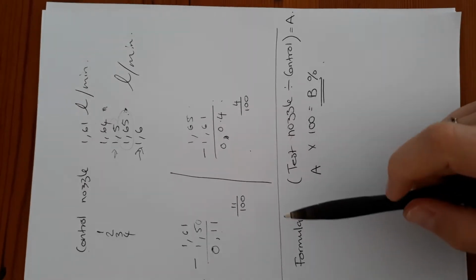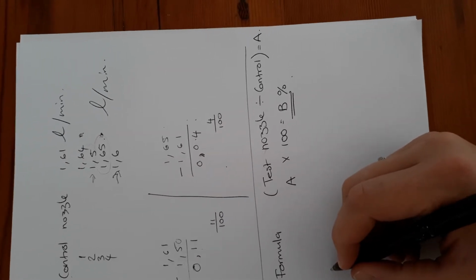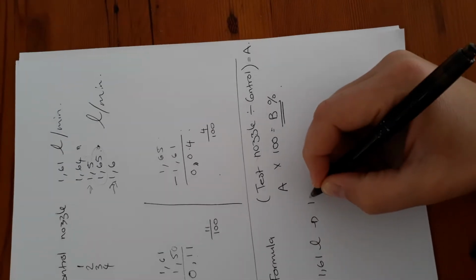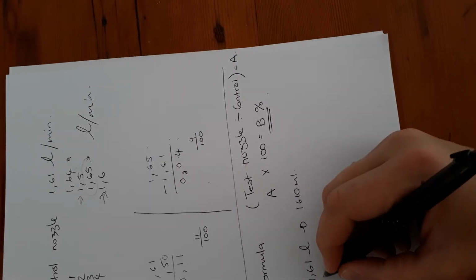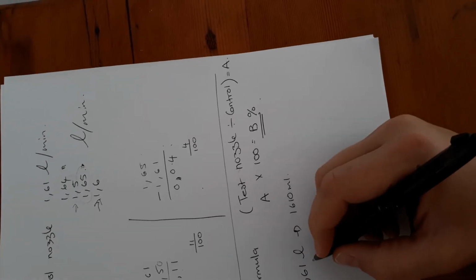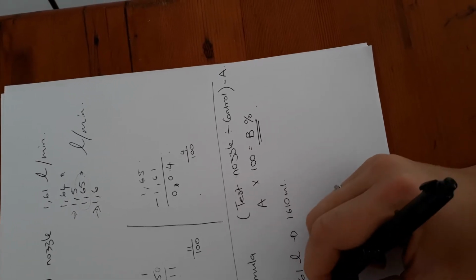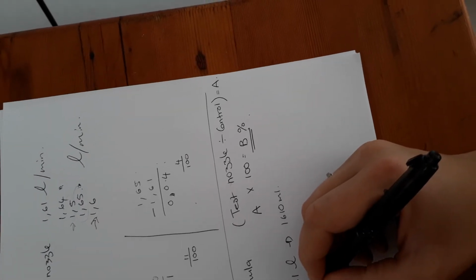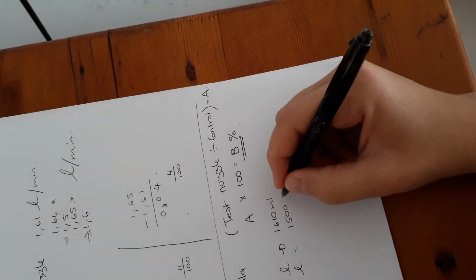All right, so here we've got our formula. We're going to take our test nozzle minus our control nozzle, all right? Our test nozzle was 1,61 liters, which is the same as 1,610 milliliters. And we're going to divide that by our control nozzle. Our control, hang on, I'm just going to go T here. Our control nozzle was, sorry, that was our control. Sorry, guys. That's our control nozzle. Our test nozzle is 1,5. So that becomes 1,500 milliliters.